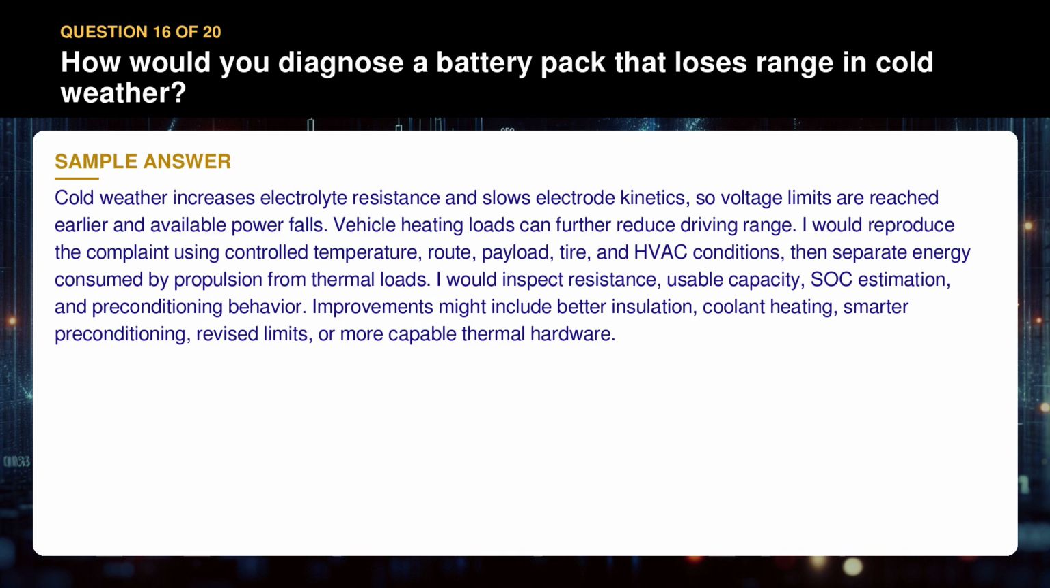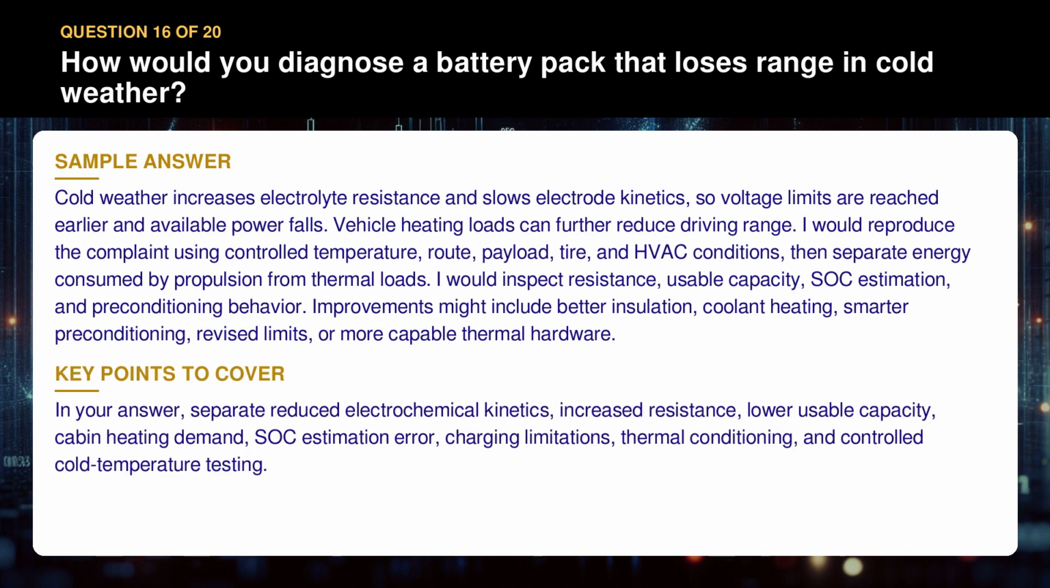I would reproduce the complaint using controlled temperature, route, payload, tire, and HVAC conditions, then separate energy consumed by propulsion from thermal loads. I would inspect resistance, usable capacity, SOC estimation, and preconditioning behavior. Improvements might include better insulation, coolant heating, smarter preconditioning, revised limits, or more capable thermal hardware. In your answer, separate reduced electrochemical kinetics, increased resistance, lower usable capacity, cabin heating demand, SOC estimation error, charging limitations, thermal conditioning, and controlled cold temperature testing.